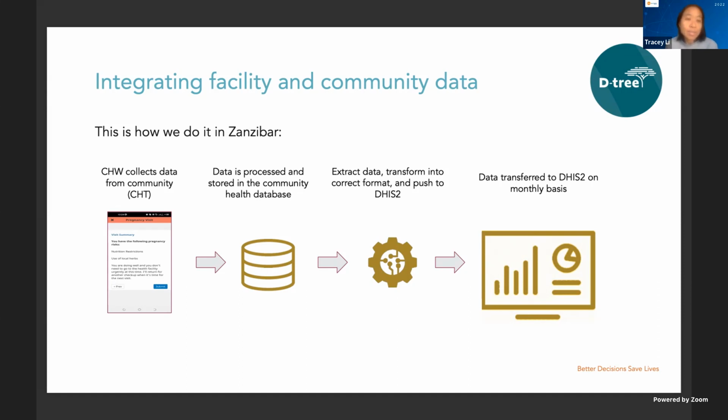All of that data from the community level is processed and stored in a database, which is the community health database. And then nowadays there are a number of tools and techniques that make it relatively easy to extract data from our community health database, transform it into a correct format, and then push it into the Ministry of Health's DHIS2 system. So what happens in Zanzibar now is that data is being transferred to DHIS2 on a monthly basis. So every month, data from the community health program is being transferred into the Ministry of Health central DHIS2 system.